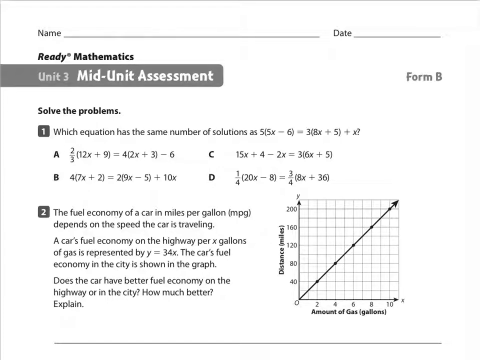Problem number 1 says, which equation has the same number of solutions as 5 times 5x minus 6 equals 3 times 8x plus 5 plus x. Now, we're looking for the number of solutions, so that's what we're going to highlight. The first thing we need to do for number 1 is determine how many solutions you actually have.